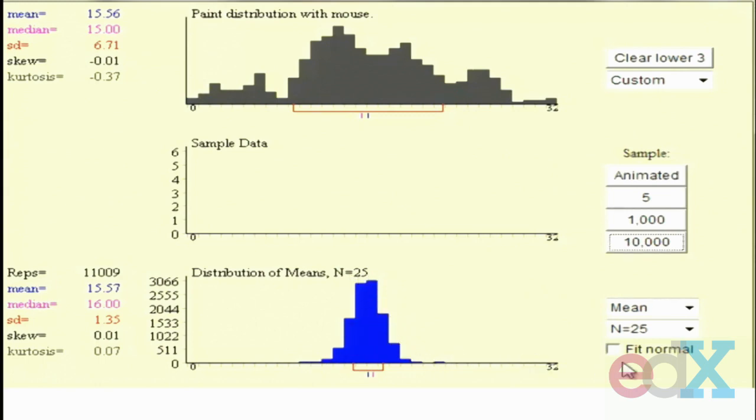Okay. One last thing is, what is the shape of this distribution at the bottom? And theory tells us that that should be approximately normal. Here I've clicked on fit the normal, and there it is, and you can see that it's a pretty good fit.